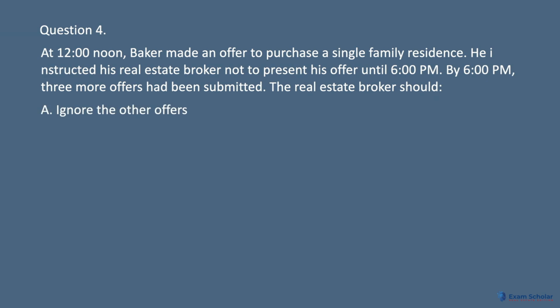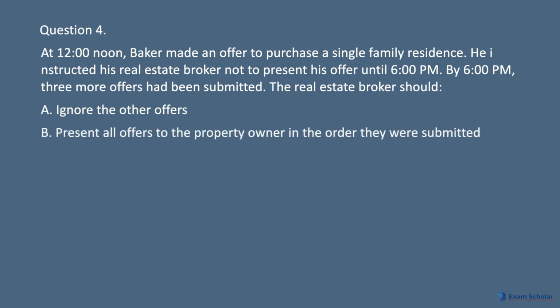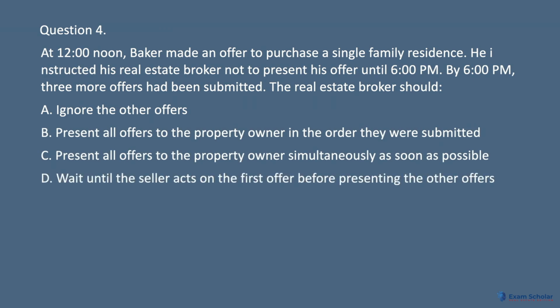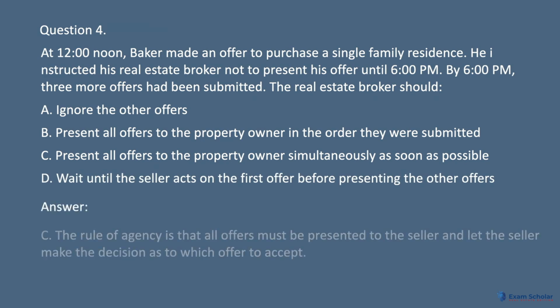A. Ignore the other offers. B. Present all offers to the property owner in the order they were submitted. C. Present all offers to the property owner simultaneously as soon as possible. D. Wait until the seller acts on the first offer before presenting the other offers. Answer. C. The rule of agency is that all offers must be presented to the seller and let the seller make the decision as to which offer to accept.